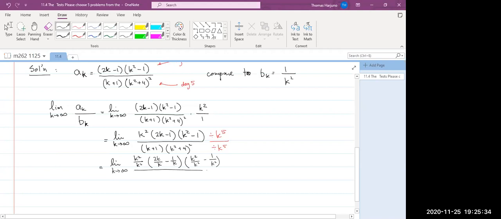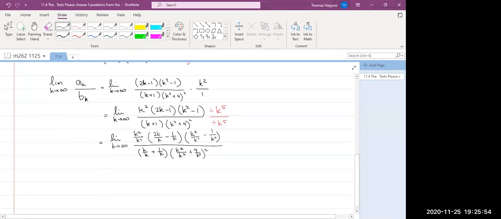Instead of foiling them, I distribute the division by k to the fifth. So this will be k over k plus 1 over k, and this will be k squared over k squared plus 4 over k squared, being squared. Now this becomes 1 times (2 minus 1 over k)(1 minus 1 over k squared) over (1 plus 1 over k)(1 plus 4 over k squared) squared. And that will be 1 times 2 times 1 over 1 times 1 squared. That's 2, which is positive and finite.